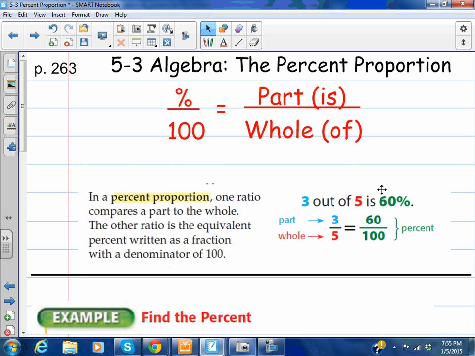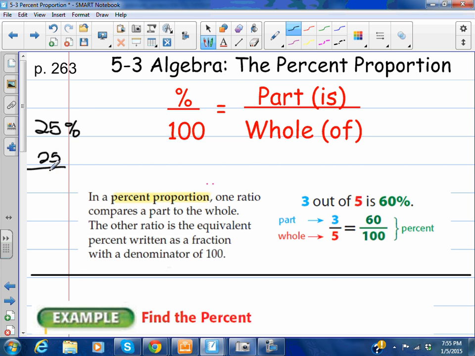The percent proportion is shown here in red, the percent out of 100, which we know percents are out of 100, per 100. So like we know 25%, that's actually the same as 25 per 100, 25 out of 100. So using the percent proportion, if I said 25%, I actually just get rid of the percent symbol and place it on top of that there.